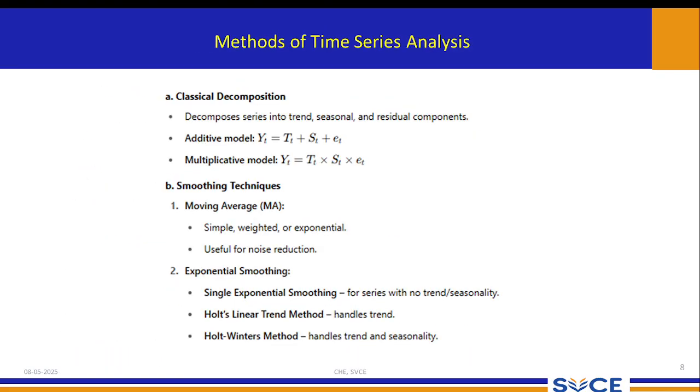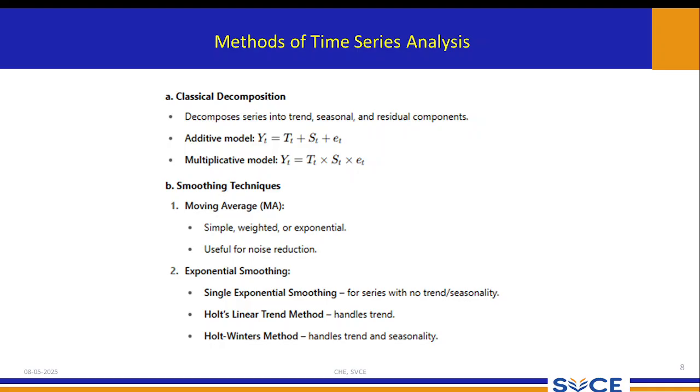Coming to the first method, classical decomposition, we have two categories: the additive model and the multiplicative model. In the additive model, the observed value is the trend plus seasonal plus error. Whereas in the multiplicative model, the seasonal variation, the error variation and the trend are multiplied.